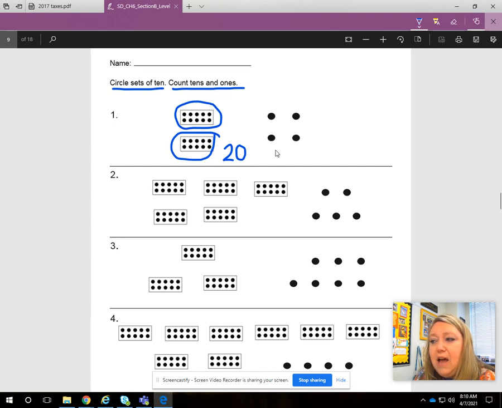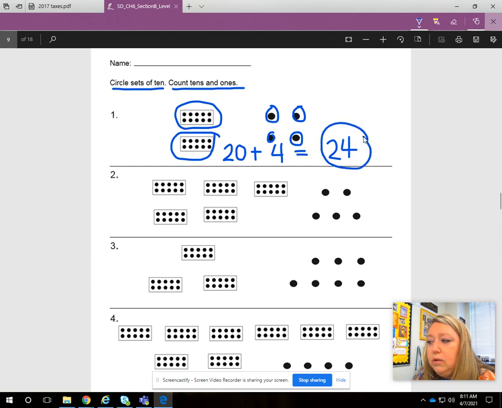Then I'm going to count my ones, because I don't have any more groups of 10 over here. I have 1, 2, 3, 4 ones. So I'm going to do 20 plus 4 equals, and what's my grand total? I have 10, 20, 21, 22, 23, 24. So 24 is my grand total, okay?